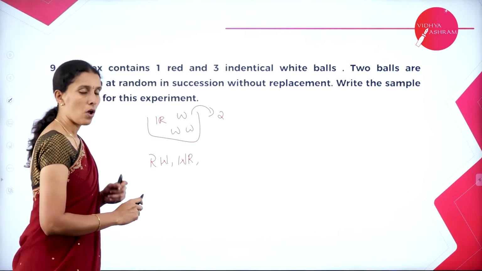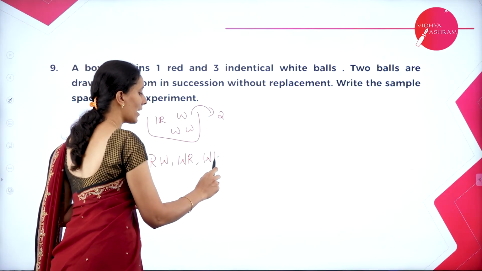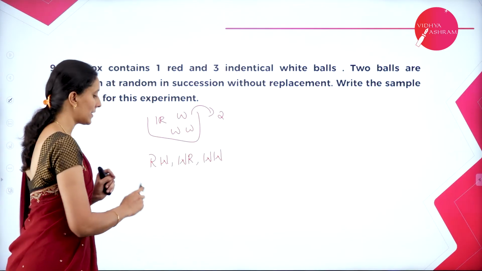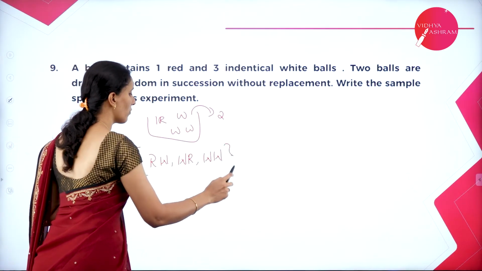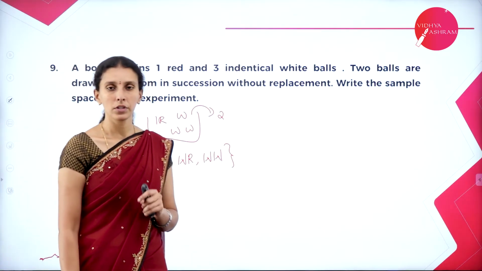That is red. Or first also you have taken a white ball, second also you might have taken a white ball. So these are the only possibilities here. Therefore the sample space of the experiment is RW, WR, WW.